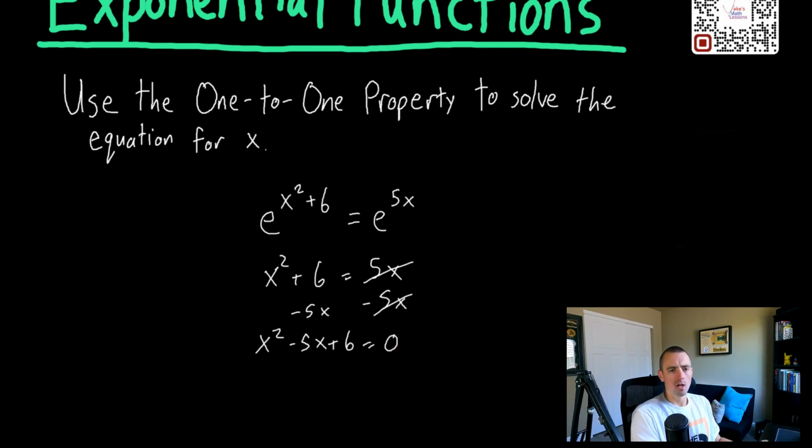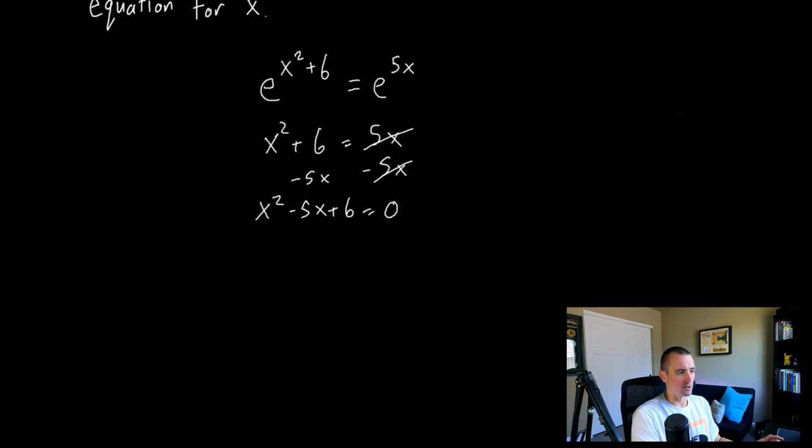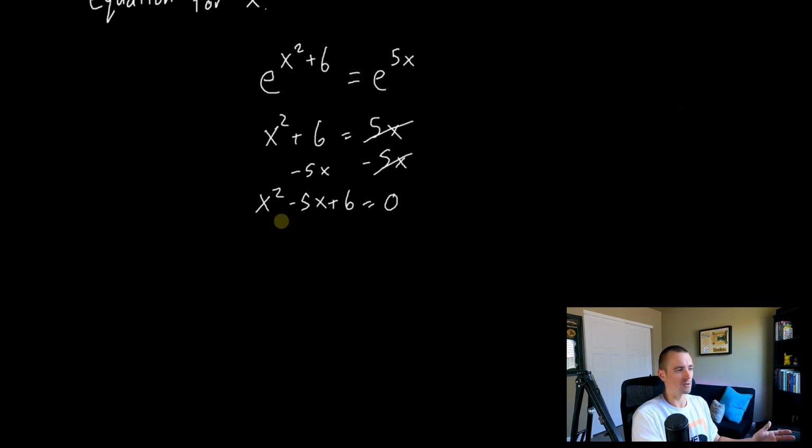Okay, so now we have a quadratic equation. Now we can factor this since it's all equal to 0. We need two numbers that multiply to positive 6 and add to negative 5. So that would be negative 2 and negative 3. Negative 2 plus negative 3 gives us minus 5. Negative 2 times negative 3 gives us positive 6. So we can factor this as x minus 2 times x minus 3 equals 0.